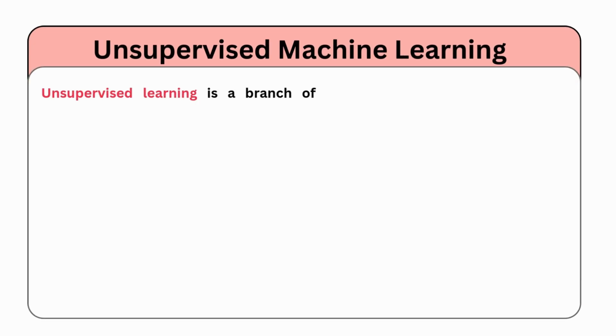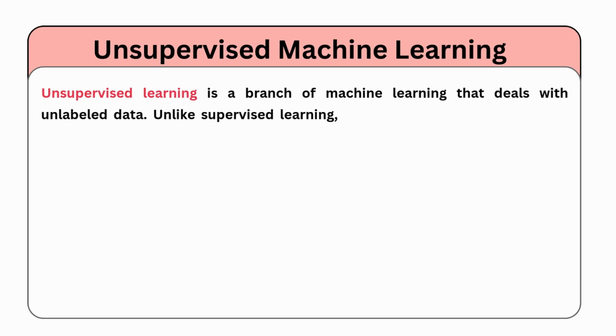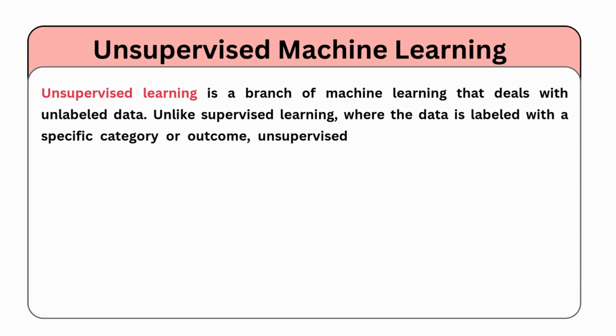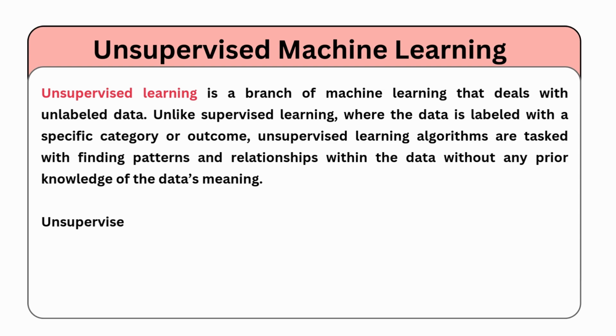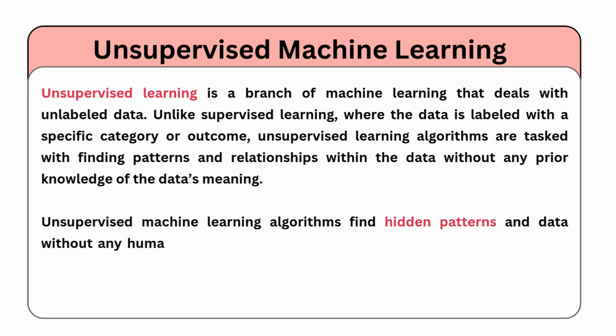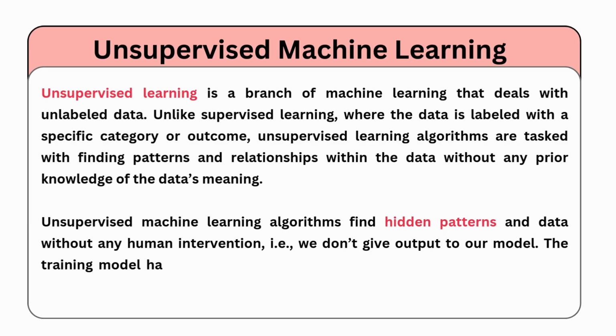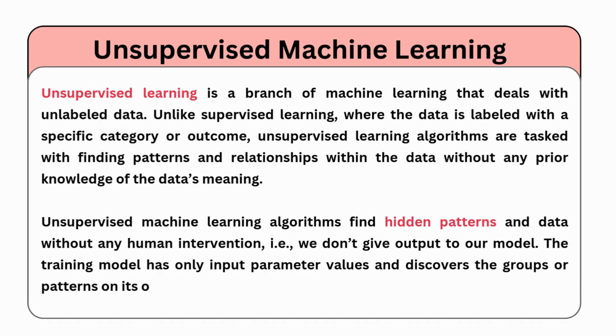Unsupervised learning is a branch of machine learning that deals with unlabeled data. Unlike supervised learning, where the data is labeled with a specific category or outcome, unsupervised learning algorithms are tasked with finding patterns and relationships within the data without any prior knowledge of the data's meaning. Unsupervised machine learning algorithms find hidden patterns in data without any human intervention. We don't give output to our model. The training model has only input parameter values and discovers the group or pattern on its own.